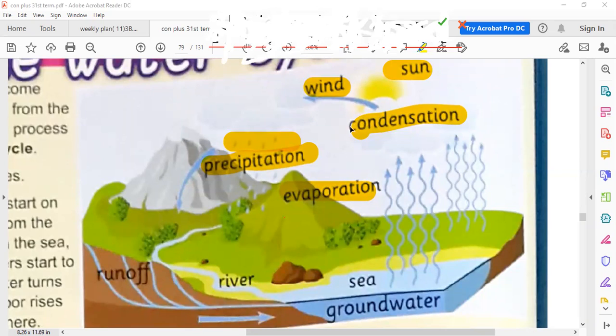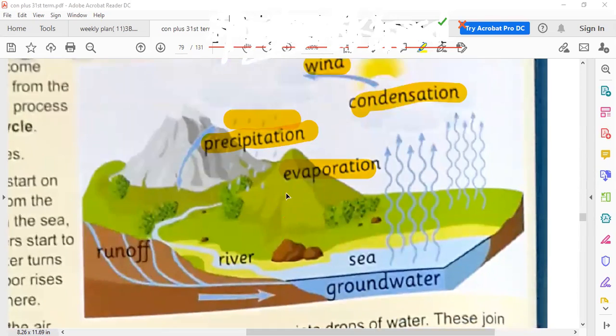After the wind cools the water, condensation happens. After the condensation happens, the wind pushes the clouds and the rain happens again. This is called the water cycle.